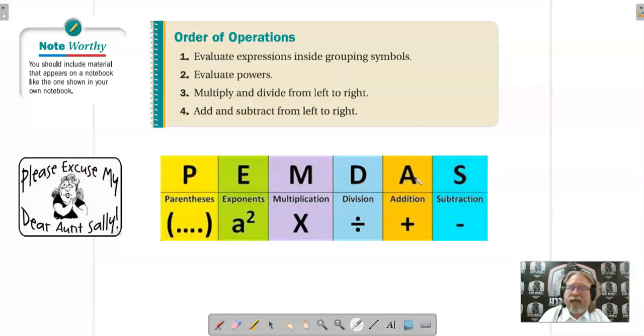What it is Sally did, I have no idea, because I know they've been saying that since I was a kid, and I believe my mother said that they've been saying it since she was a kid, and Mom's in her 70s now, so I'm sure they've been saying it for at least 60 or 70 years. Whatever it is she did, I do not know, but we should excuse her. So "Please excuse my dear Aunt Sally" is a memory device for this.